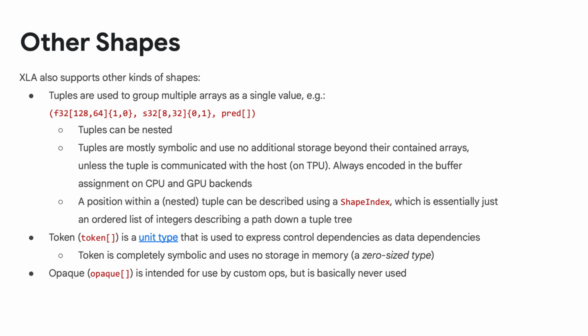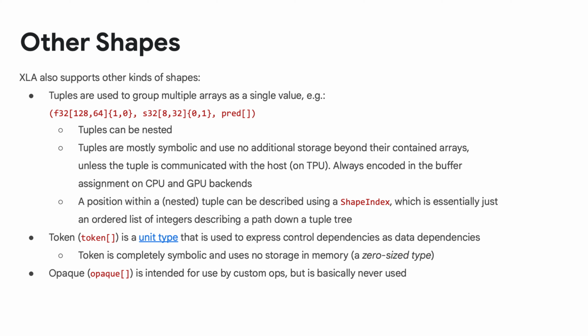We also have tokens. They are used to represent control dependencies as data dependencies. So remember that the HLO input language is a data flow. So everything can be executed as soon as it's ready, and the compiler is free to reorder operations and execute them in any order.